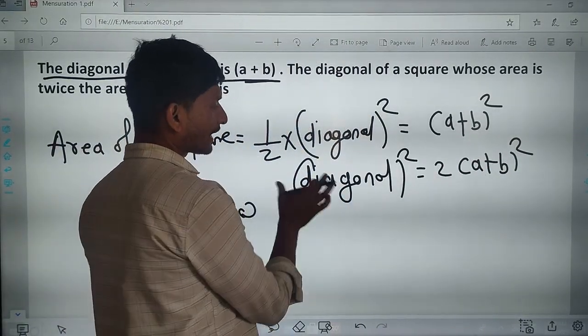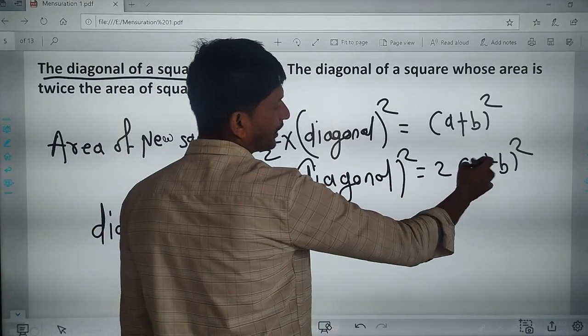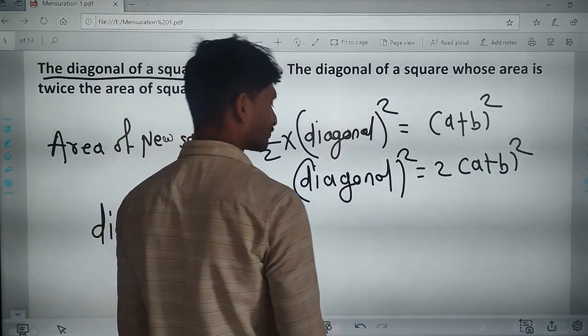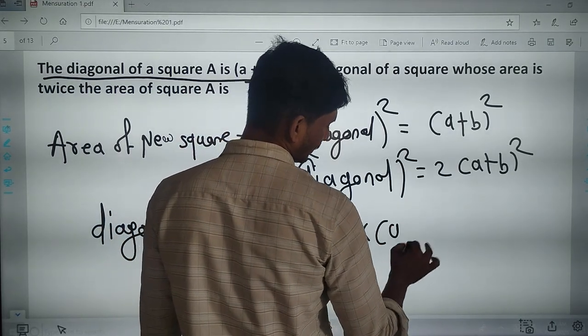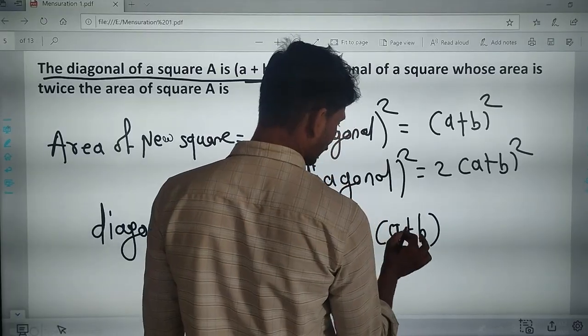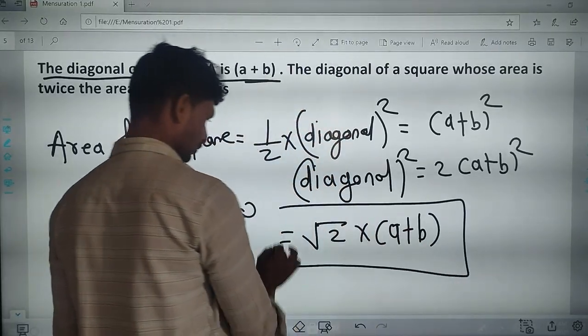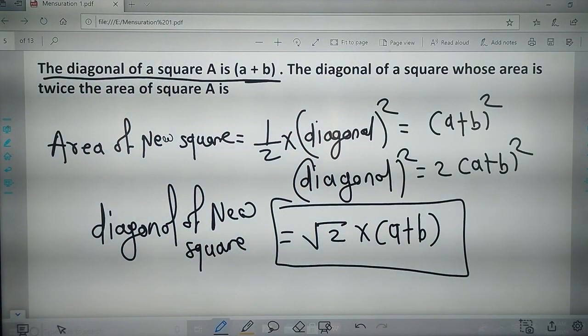Then diagonal square is equal to 2 into (A plus B) whole square. Then diagonal of square is equal to root 2 into (A plus B). Then diagonal of new square is equal to root 2 into (A plus B).